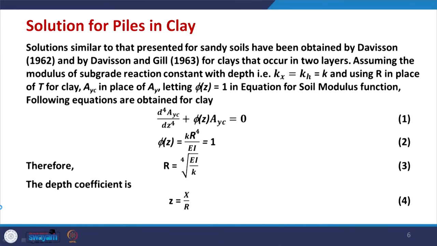The theory proposed for cohesionless soils was by Reese and Matlock. However, for clay, it was Davisson in 1962, and Davisson and Gill in 1963, who gave their hypothesis on piles in clay. They initially considered 2 layers, but with the same stiffness for both layers. Now, what is done in this theory? We assume that the modulus of subgrade reaction Kx, the value of K with depth, is constant and equal to Kh, its value at the pile tip. That means K is not varying with depth, or K is not varying with x.